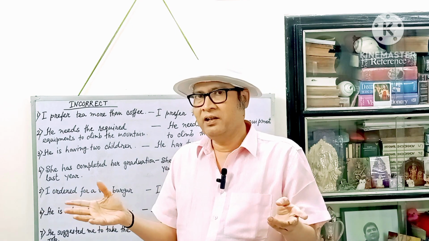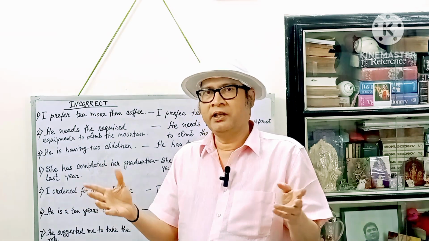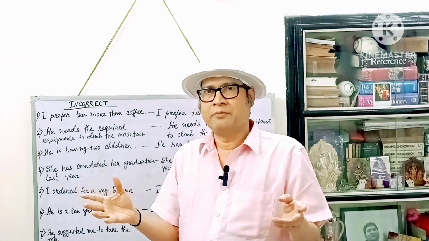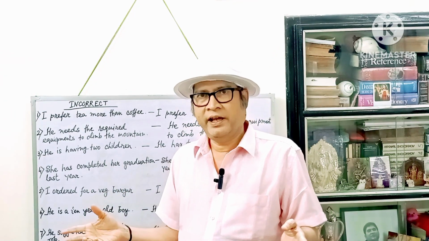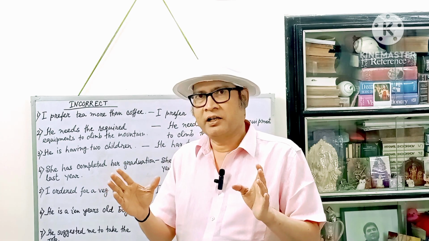Now if I do not use man, I'm not using any article as well. I'm saying my friend is 30 years old. I'm correct. Okay, I think I have been able to make the matter clear now.